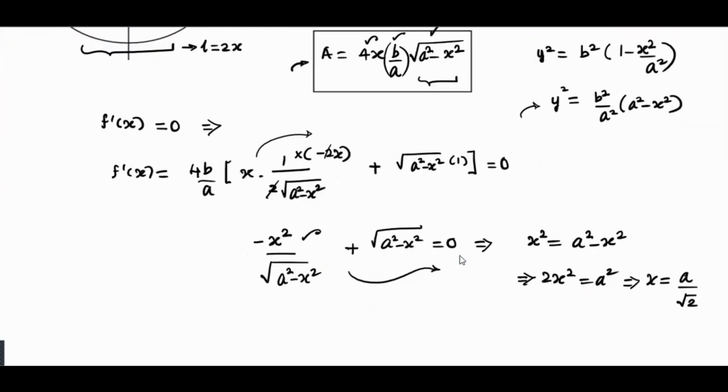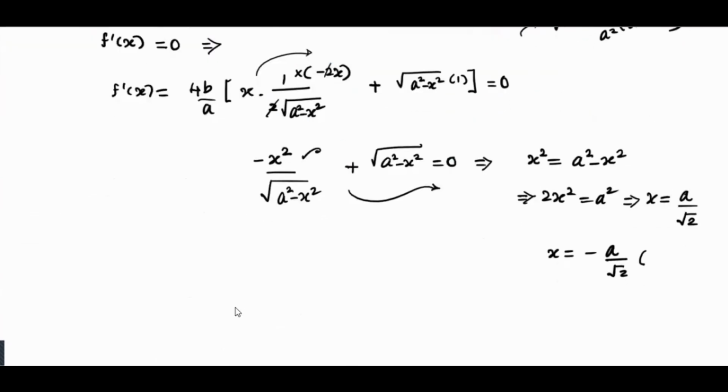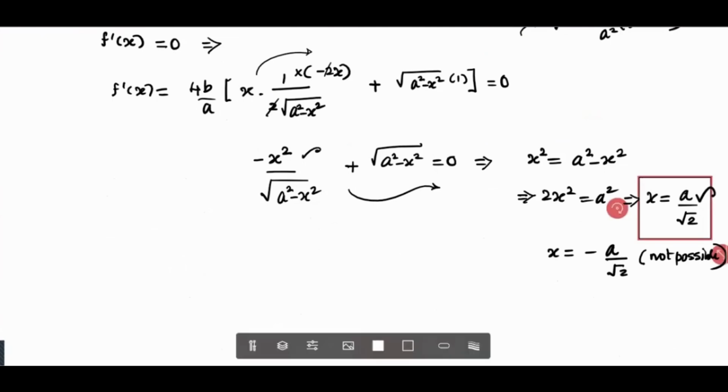So x equals minus a by root 2 would not be applicable because x here denotes a length. It's half the length, right? So it's a distance. Distance cannot be negative. So x here is minus a by root 2 is not possible, right? So the only possible x value would be a by root 2. This is the only critical point, and this is the answer to the second subdivision.